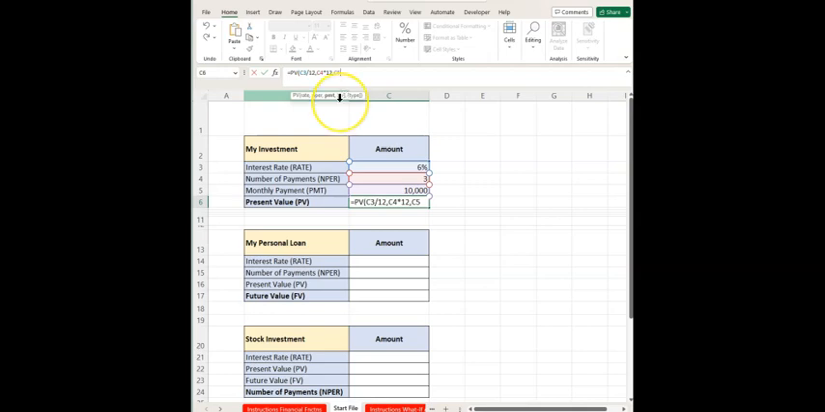Now, if I close my parentheses and hit enter, you will note that I'm getting a negative value. Excel does that because the present value calculated is an outgoing payment. To fix this, I'm going to add a negative sign just before C5, which is the monthly payment, and hit enter. And so this is the present value of my investment.